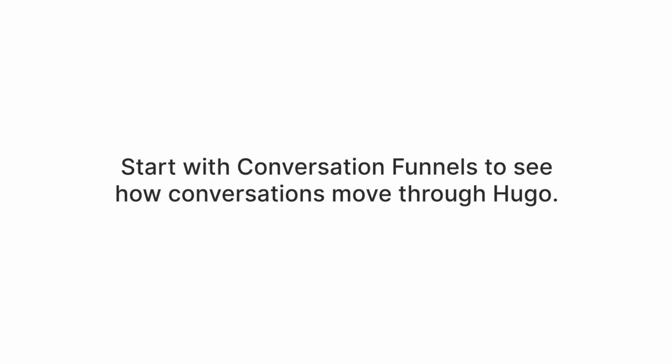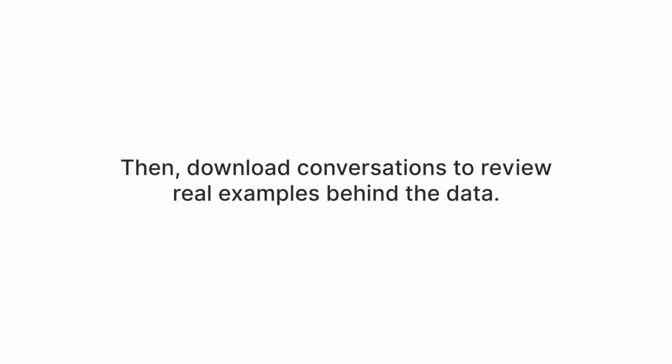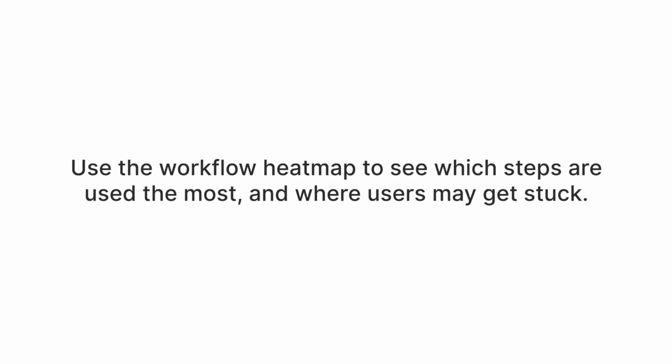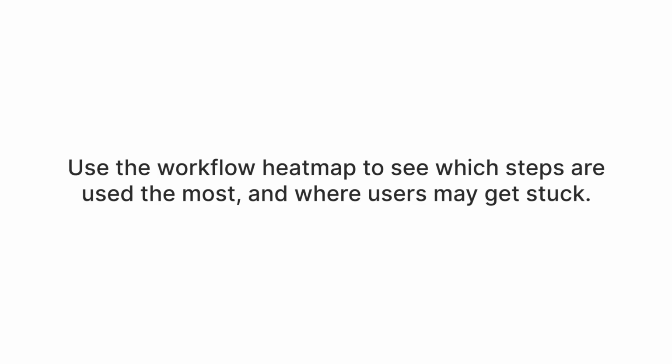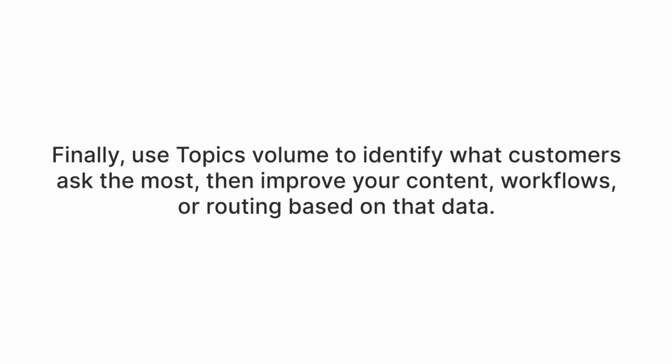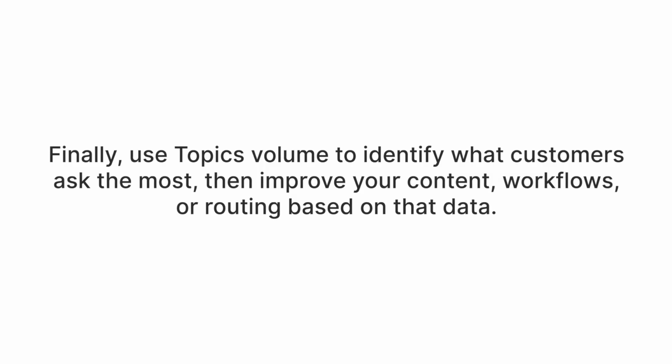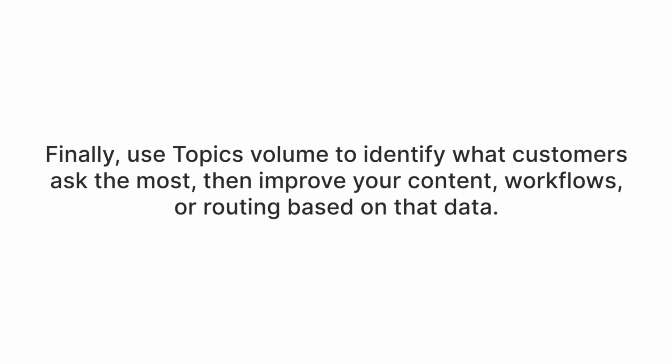To recap, Hugo Analytics helps you improve your AI setup in 4 ways. First, use conversation funnels to understand how conversations move through Hugo. Second, download conversations to review real examples behind the data. Third, use the workflow heatmap to see which workflow steps are used the most and where users may get stuck. And finally, use topics volume to identify what customers ask the most, and then improve your help articles, Q&A pairs, files, workflows, or routing based on that data.